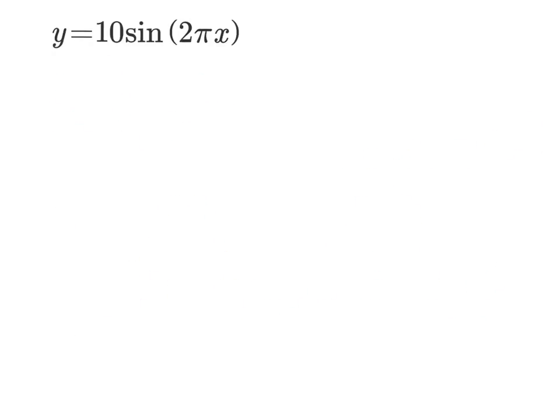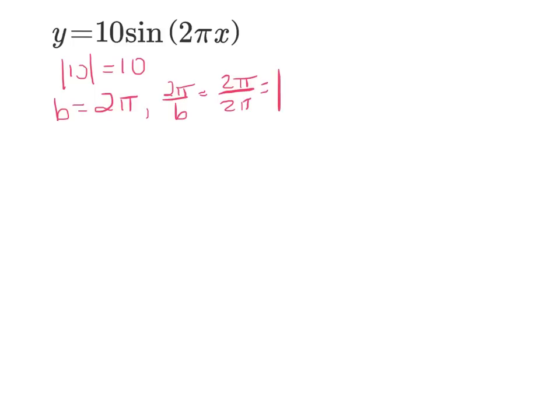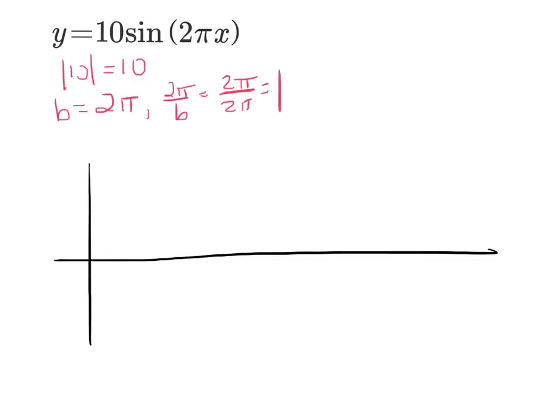Okay, this is our last one. The amplitude here is 10. Our frequency is 2 pi, which means that our period, which we know is 2 pi over b, b is 2 pi, we get 1. And we'll talk about what that means after we get a sine graph here.